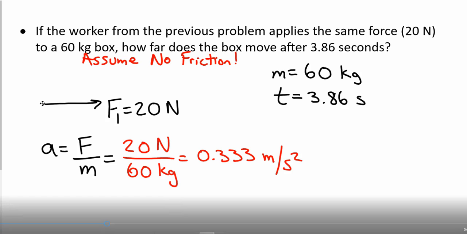We can then take the fact that we know something about the acceleration and the time and the initial velocity to determine how far the box will slide after 3.86 seconds. So again, just writing down what we know. And now we're looking for delta x.